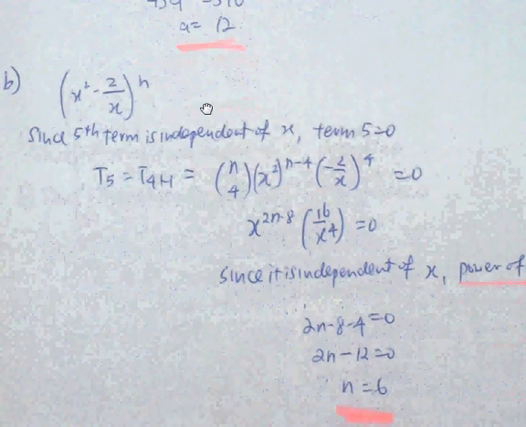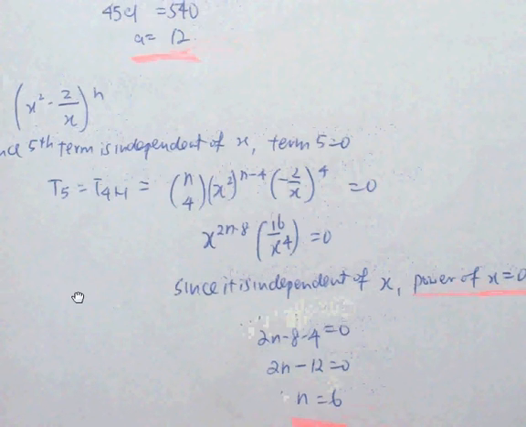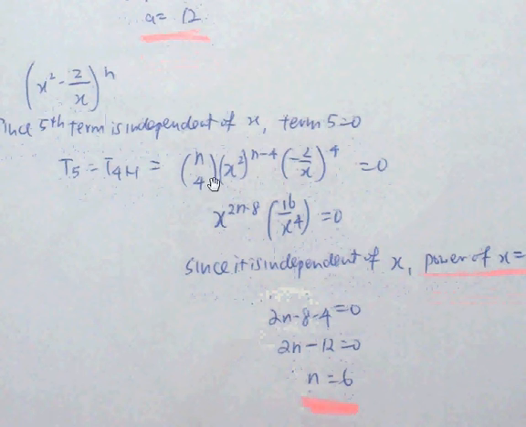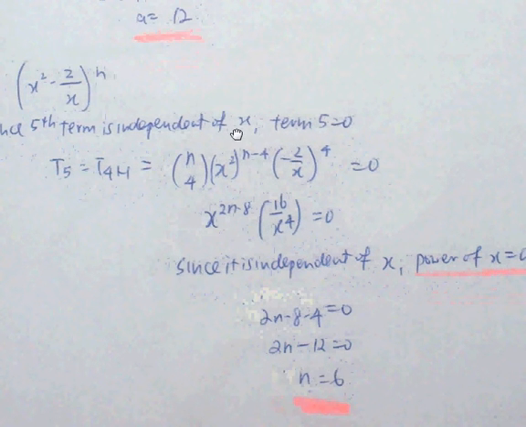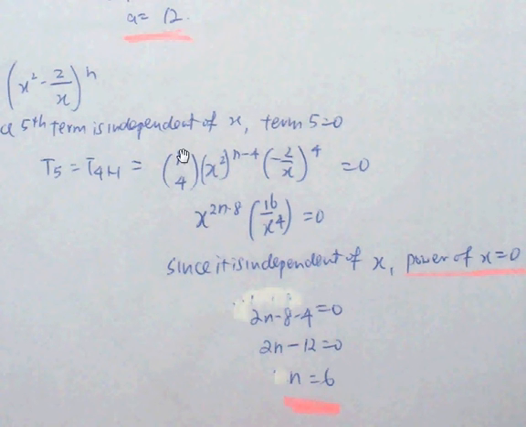For part B, we are given the equation (x squared − 2/x)^n. Since it's given that the fifth term is independent of x, which means that the fifth term has no x values at all, the power of x is actually 0. Since term 5 is term 4 plus 1, using the formula we get nC4 times (x squared) to the power of n minus 4 times (−2/x) to the power of 4 equals 0.